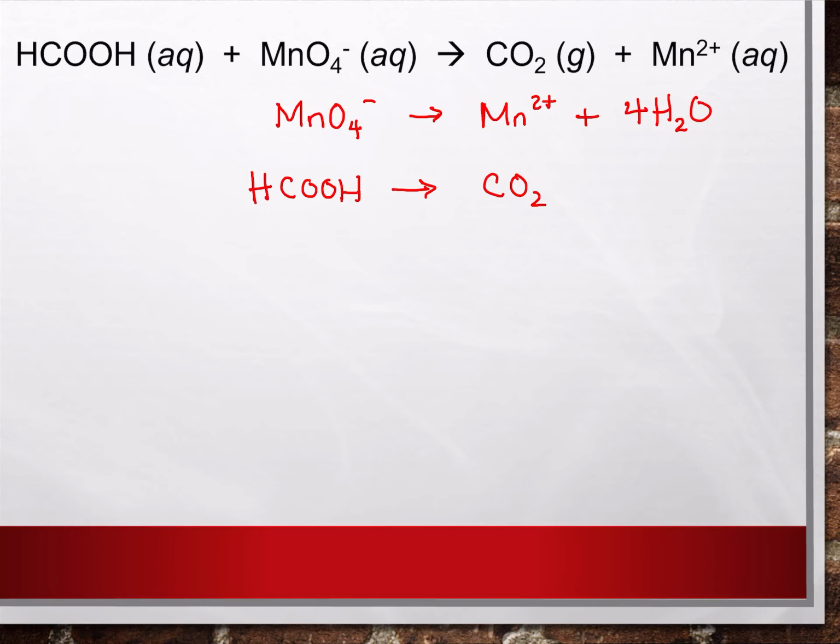Our next step will be to balance the hydrogens by adding H+. In the first reaction, we have 8 hydrogens on the right, so we are going to add 8 H+ to the left to balance the hydrogens. So now our manganese are balanced, our oxygens are balanced, and our hydrogens are balanced.